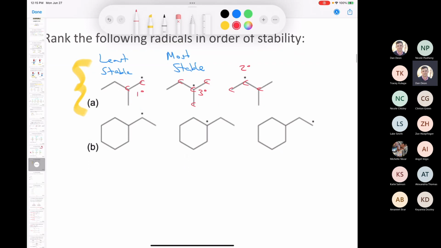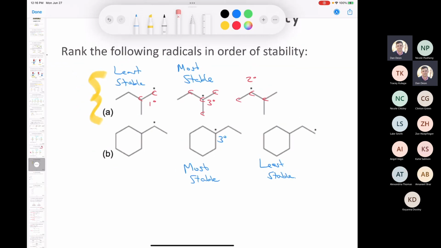Let's try it again. What if I call these ones 1, 2, and 3? Which one of these would be the most stable? Yep, absolutely. My students are all 100% correct. This would be the most stable because it's tertiary. This one is tertiary. Which one's the least stable? Yeah. And I know you knew the answer. This one would be the least stable. All right.